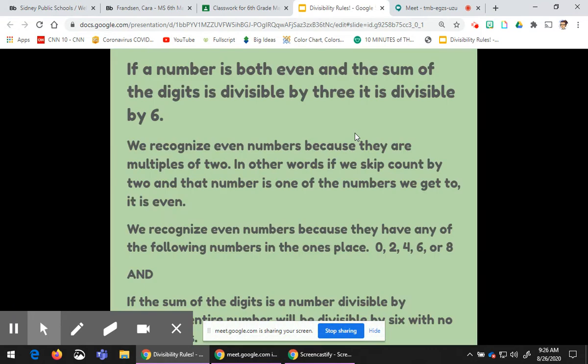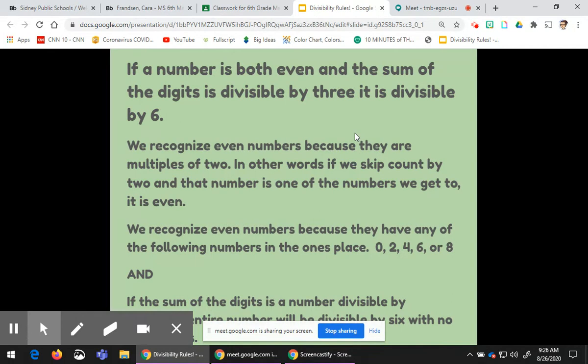Very good. Now, 6 is a little tougher than 5s, so we're going to go on to the 6s. If a number is both even and the sum of the digits is divisible by 3, so it has to qualify for being even and it has to qualify by being evenly divisible by 3, then it's also going to be a number that's divisible by 6. Okay?